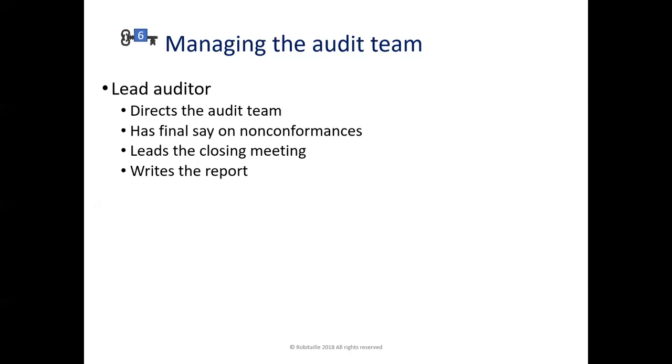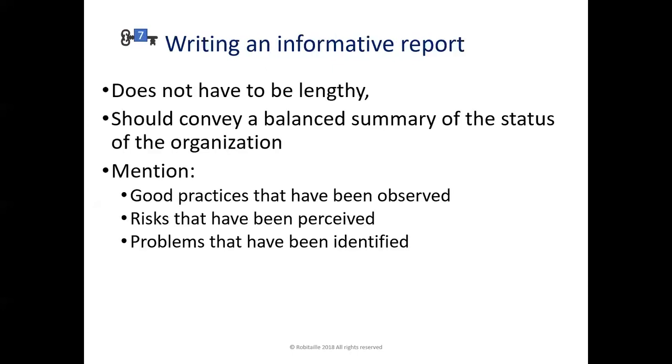Make sure that you manage that audit team. Key number 7, write an informative report. Unfortunately, we have a lot of folks who think that an audit report is just a listing of all the bad things that were found, all those NCs. There are no nonconformances, everything's great. So there are a lot of other things that should be in an audit report. That doesn't mean it has to be lengthy, but you must write an informative report.